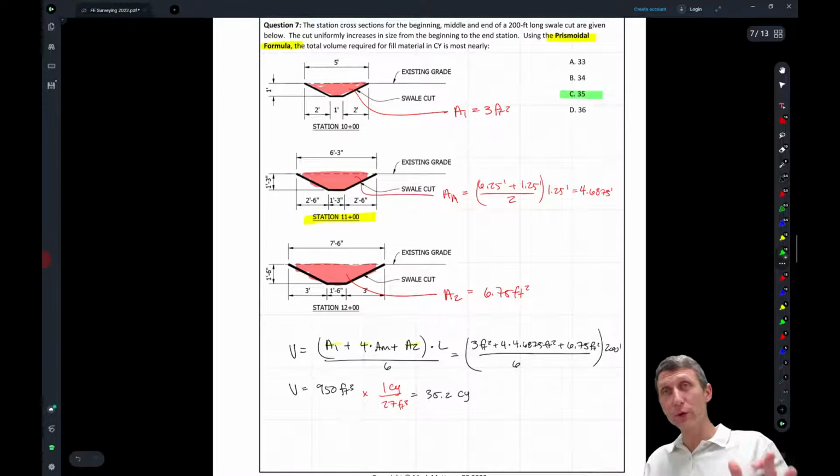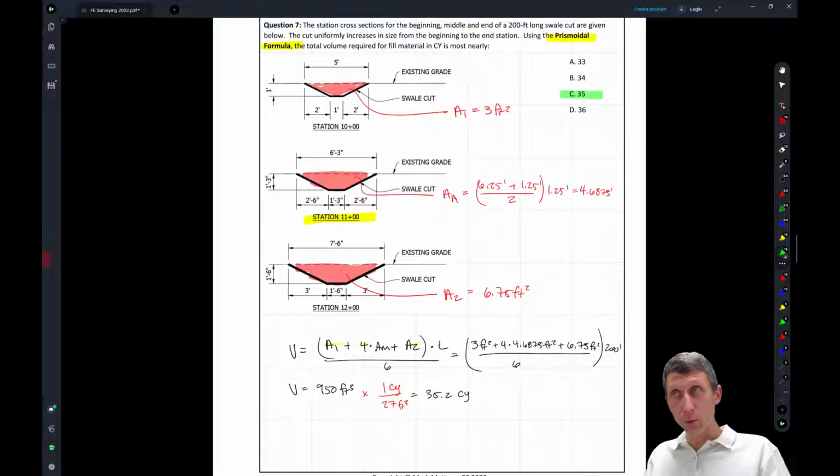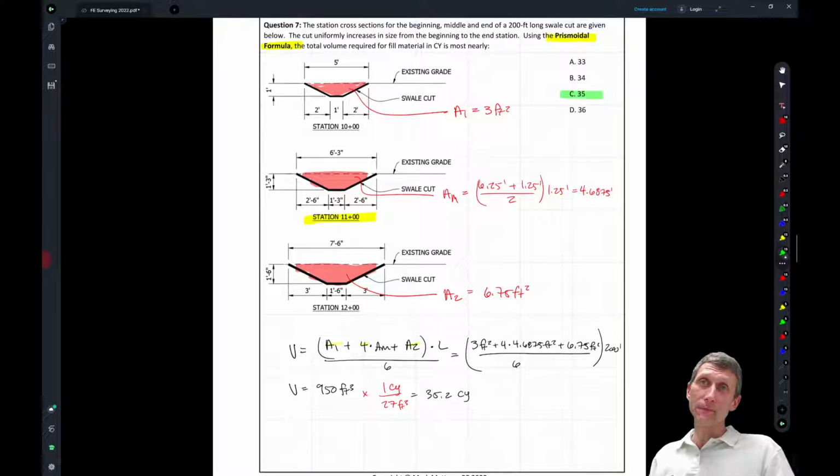This prismoidal form is actually a little bit more accurate. It's a little bit more work because you have another area to find. But in reality, are you going to have perfectly symmetric sections? Well, probably not. Is it okay to have a little bit extra fill? Yeah, it's okay. So is the average end area method a good estimate? Sure, it's a good estimate. Is it as precise? No, it's not as precise.